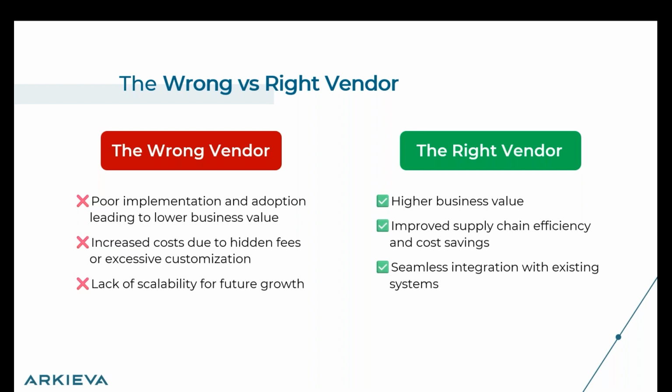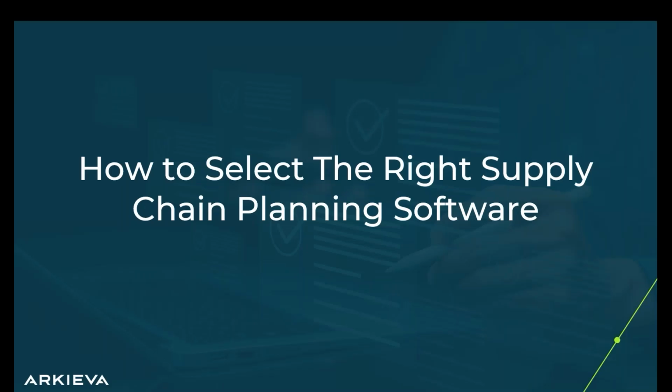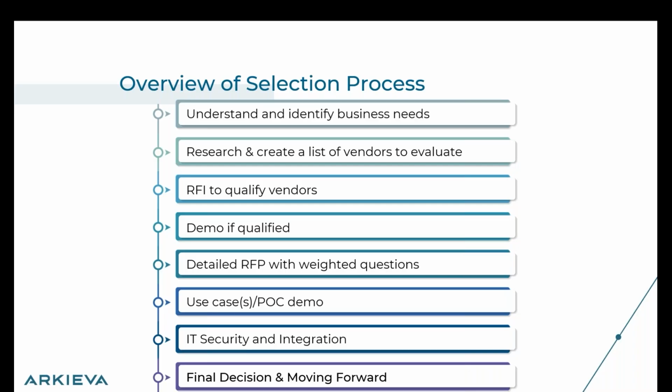That is self-explanatory. And then, of course, the right vendor will expand with you, grow with you, scale with you, but the wrong vendor might be very static. It may be okay for right now, but may not be okay in 2 years from now. All right, so those are some important reasons why we want to select the right software, right vendor. So let's get into how to select the right supply chain planning software.